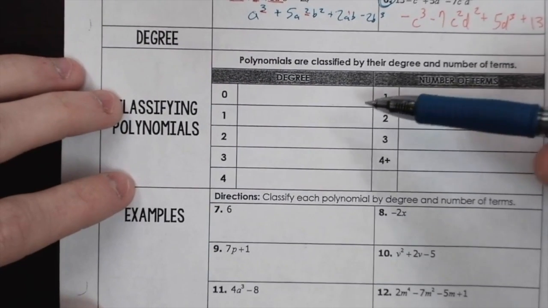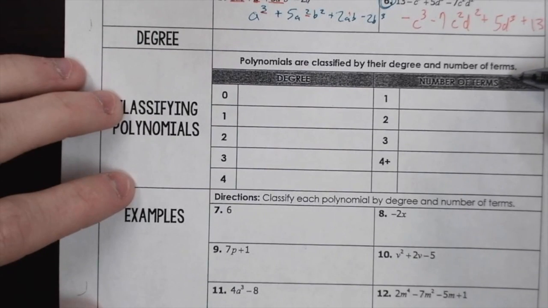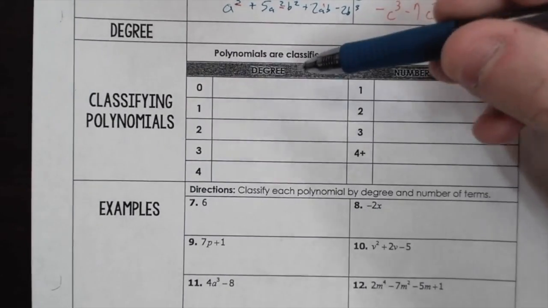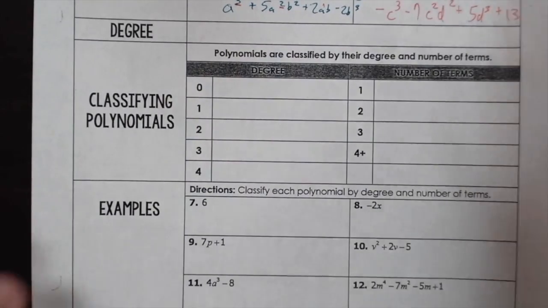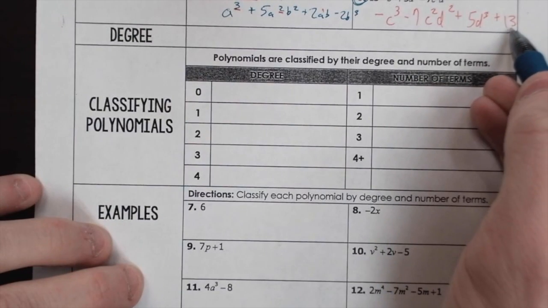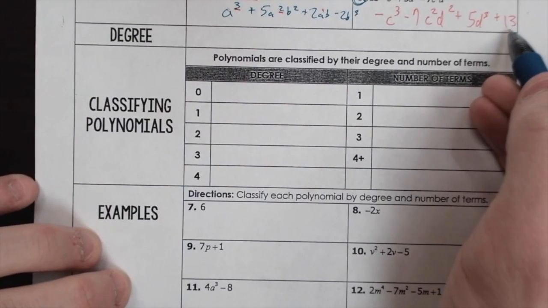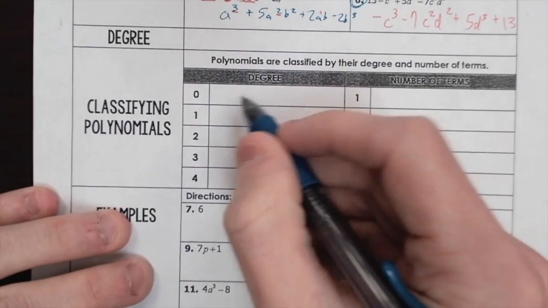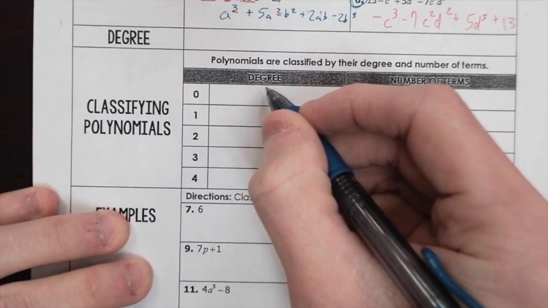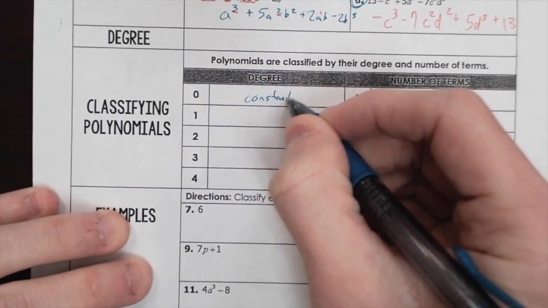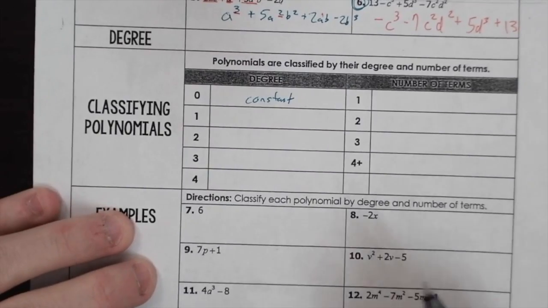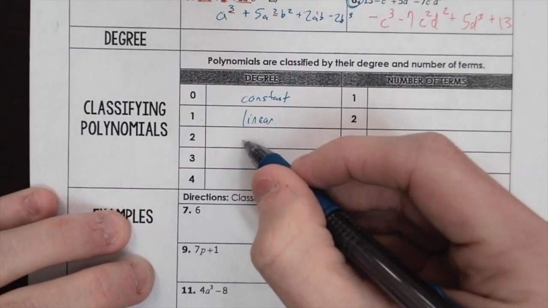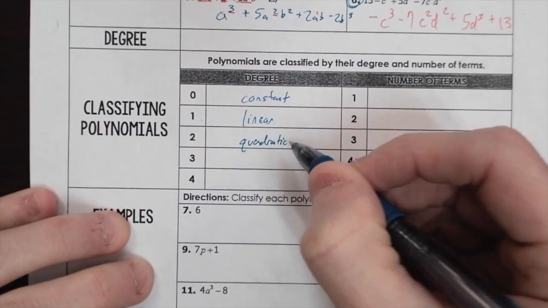So polynomials are classified by their degree and number of terms. Okay, so let's look at those. We have degree 0. That just means like the 13, it has no variable raised to an exponent, or like even if it was plus 13x, that would not be 0 degree. So this would be a constant. All right, 1 as a degree would be linear. 2 is quadratic. We've talked about that a little.